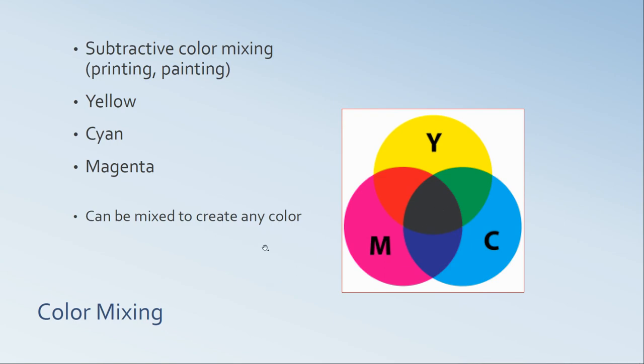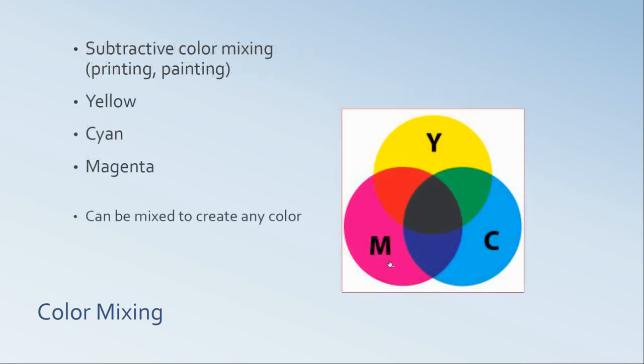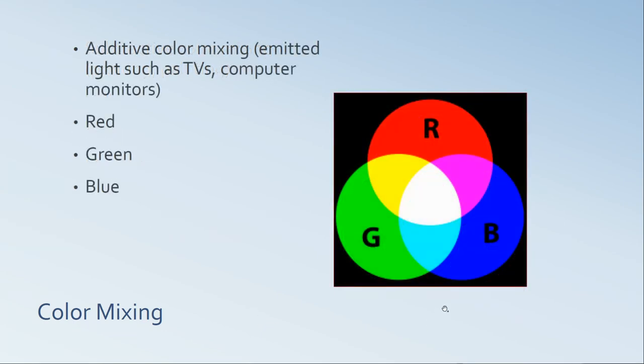And it's really interesting to see that the subtractive color mixing and the additive color mixing are kind of opposites of each other. So as you see here, if you mix yellow and magenta, you get red. But in our previous slide, if we mix red and blue, we get magenta. And the same thing here, if we mix magenta and cyan, we get blue. But here, if we mix blue and red, we get magenta. So they're kind of opposites of each other.